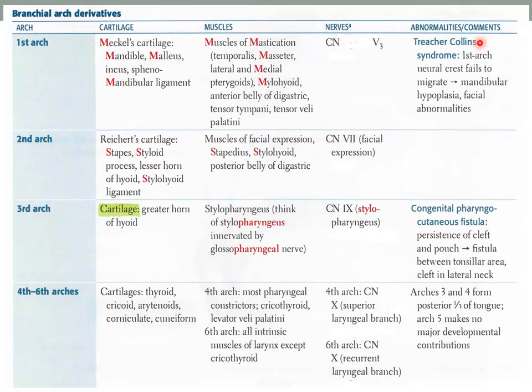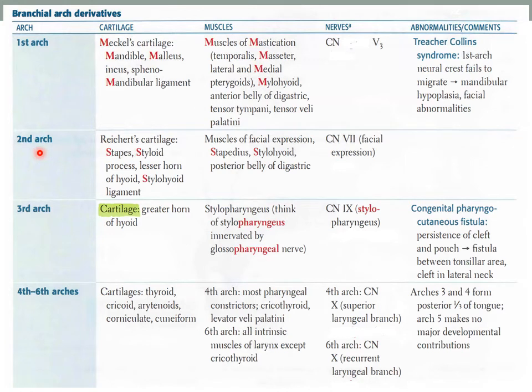The abnormality related to this arch is Treacher Collins syndrome, in which the first arch neural crest fails to migrate, and this will result in mandibular hypoplasia and facial abnormalities. The embryo or the fetus will develop mandibular hypoplasia and facial abnormalities.